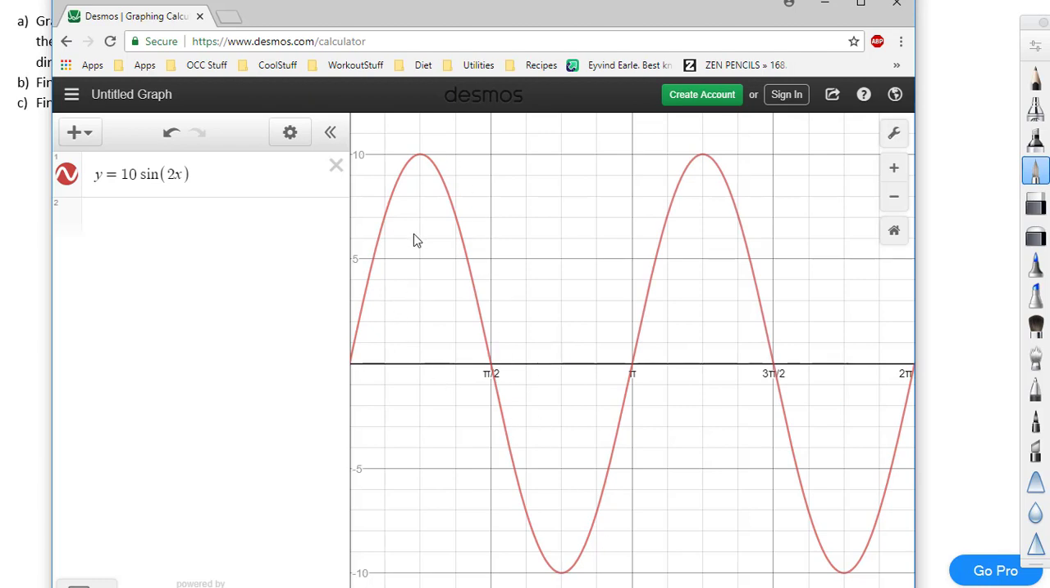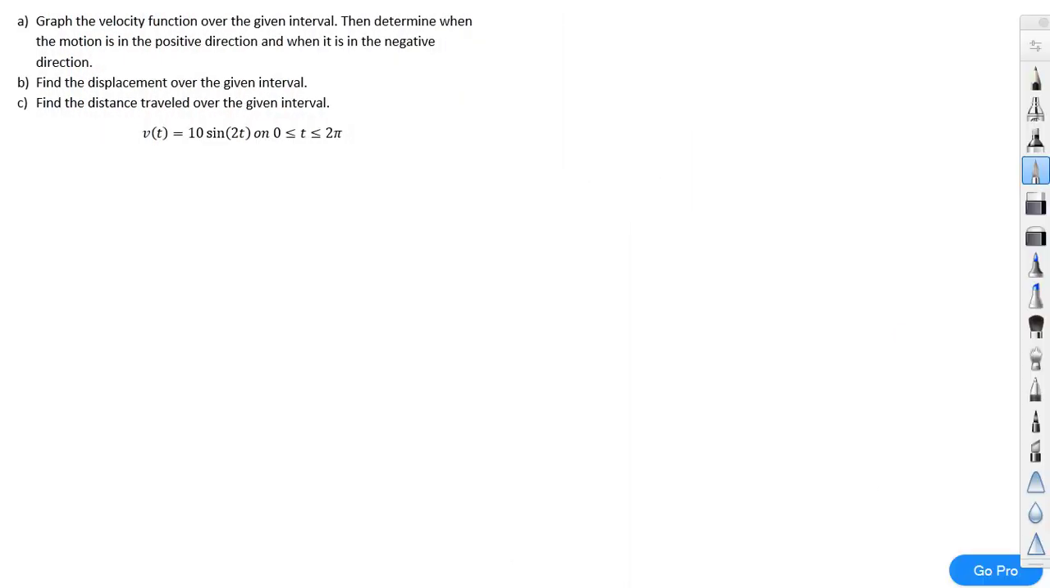Now remember, I'm going to have a positive displacement whenever I'm looking at area above the x-axis, and negative whenever I'm looking at area below. So I'm just going to move this off for just a second. If I want to find the displacement over the given interval, I'm just going to take the good old integral of this function. So for part B, to find the displacement, that's just the integral from 0 to 2 pi of 10 sine of 2t dt.